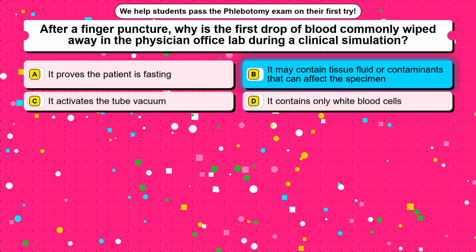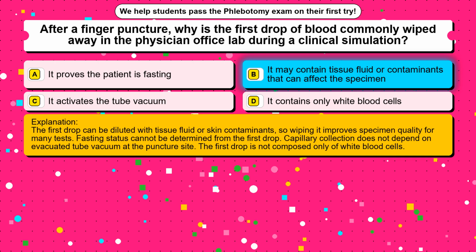The correct answer is option B. It may contain tissue fluid or contaminants that can affect the specimen. The first drop can be diluted with tissue fluid or skin contaminants, so wiping it improves specimen quality for many tests. Fasting status cannot be determined from the first drop. Capillary collection does not depend on evacuated tube vacuum at the puncture site. The first drop is not composed only of white blood cells.